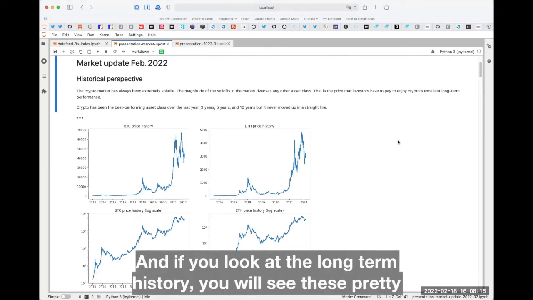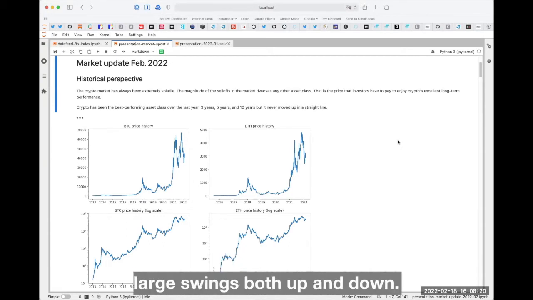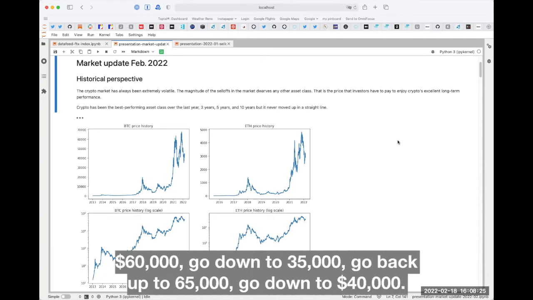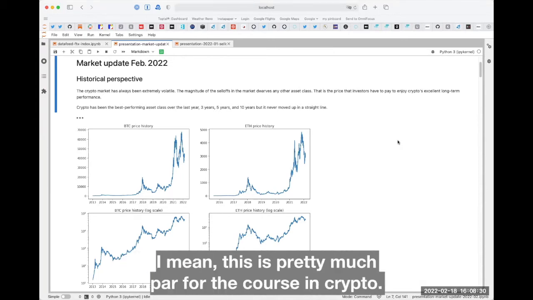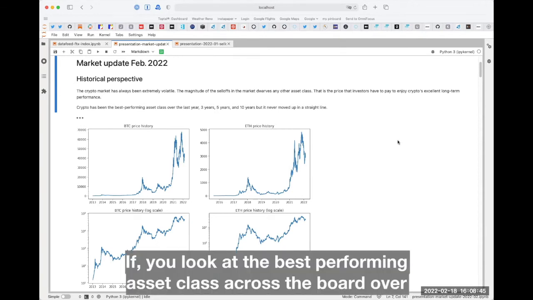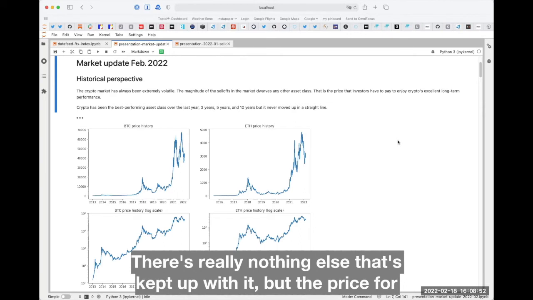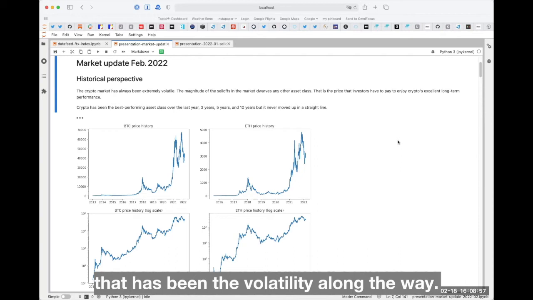And if you look at the long-term history, you will see these pretty large swings both up and down. So, if you look at the BTC price chart, you see it go up to 60,000, go down to 35,000, go back up to 65,000, go down to 40,000. I mean, this is pretty much par for the course in crypto. If you look at the best performing asset class across the board over the past 1 year, 3 years, 5 years, or 10 years, it's been crypto. There's really nothing else that's kept up with it. But the price for that has been the volatility along the way.